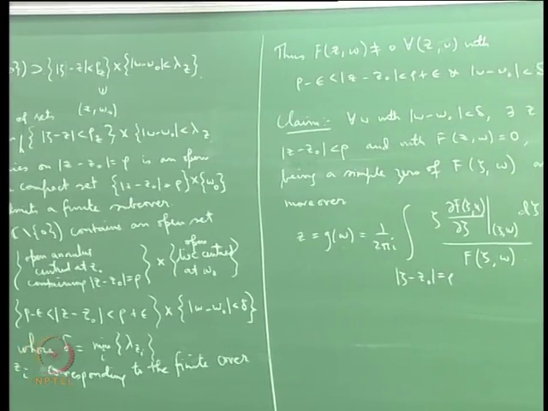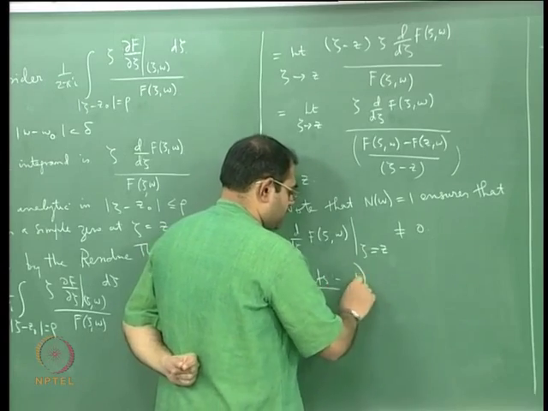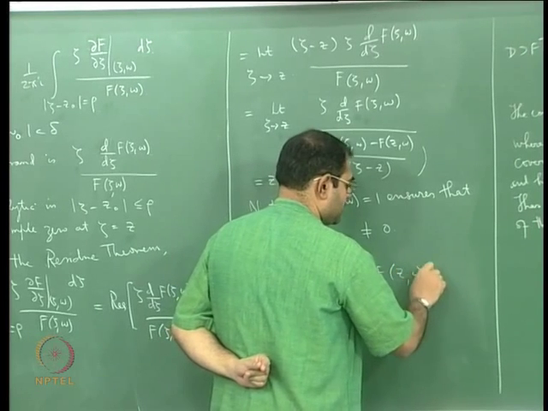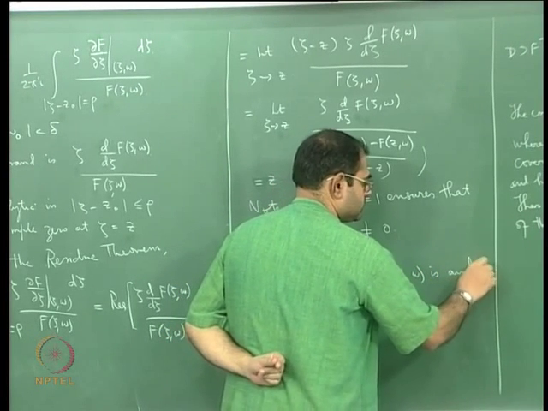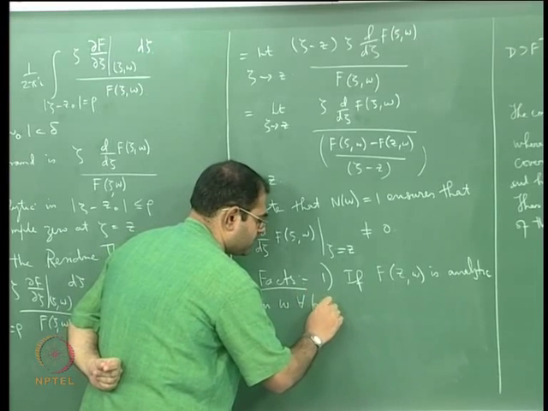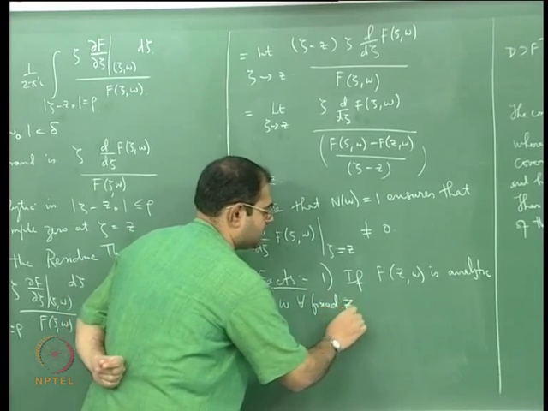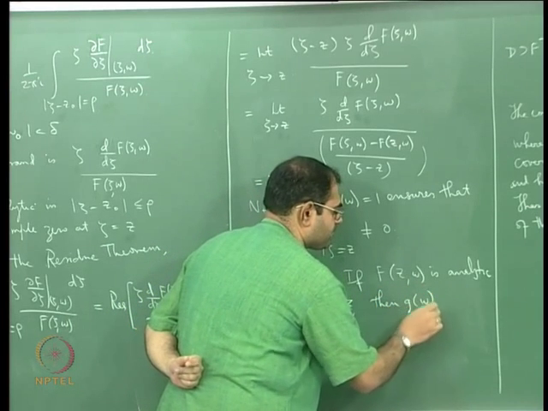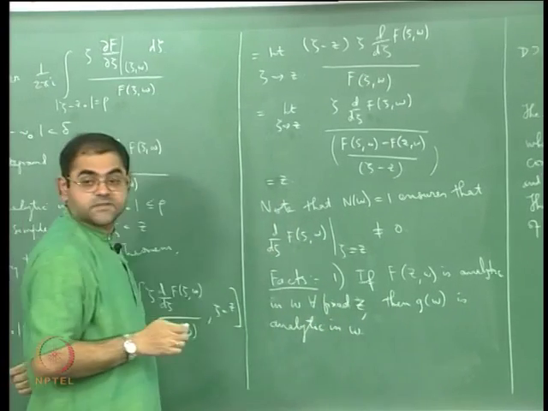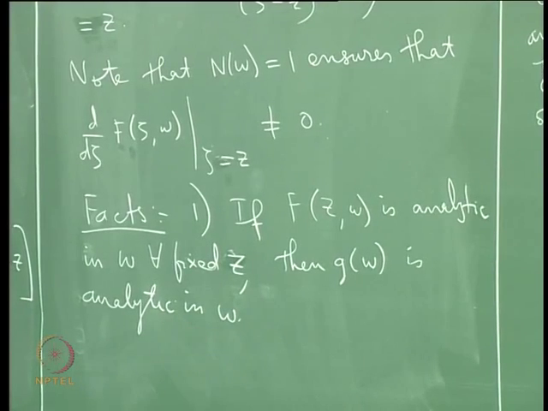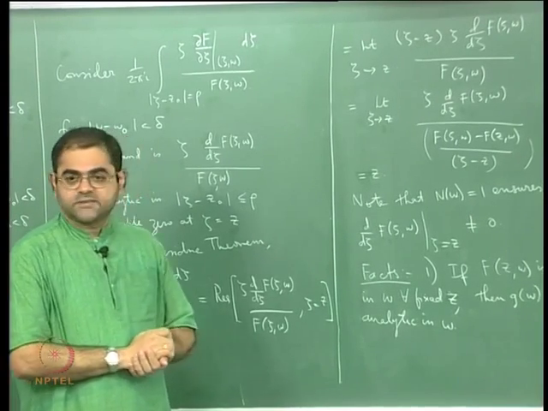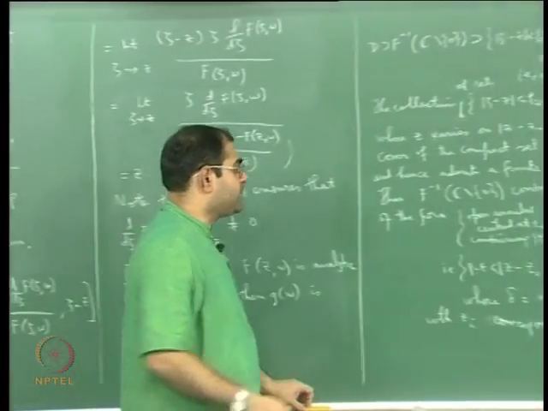So, facts. Number one: if F(z, w) is analytic in w for every fixed z, then g(w) is analytic in w. This is the first fact. Proving this is again an exercise which involves techniques similar to ones that we have used so far, so I will probably leave it as an exercise.